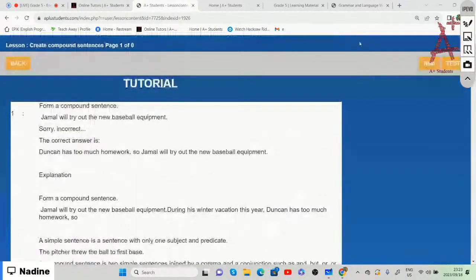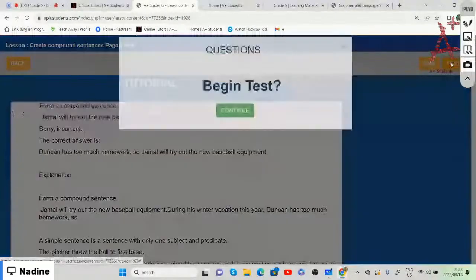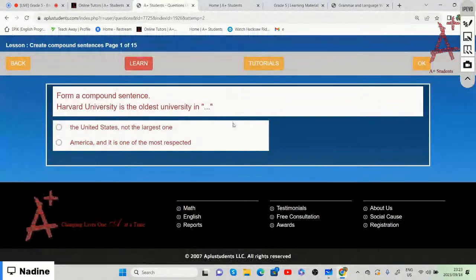All right, let us go to our test. Okay, so we are going to have to form compound sentences, all right? Harvard University is the oldest university in the United States, not the largest one? Or in America, and it is one of the most respected? So we need to select the other simple sentence that we need to join in order to form this compound sentence.